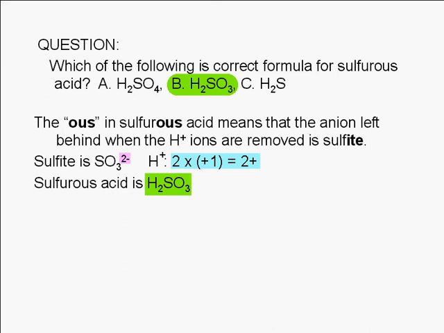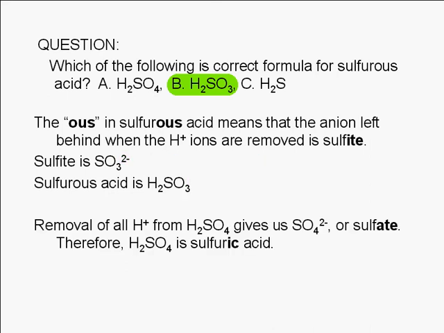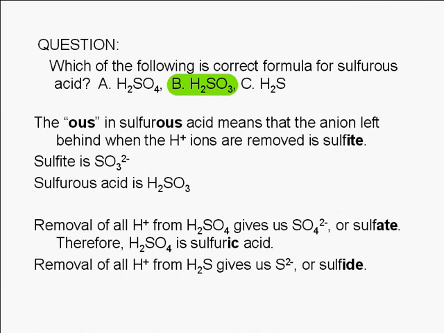Let's examine choices A and C. If we were to remove 2 hydrogen ions from H2SO4, we would end up with SO4 with a -2 charge. SO4 with a -2 charge is called sulfate. Therefore, H2SO4 is sulfuric acid. How about choice C? If we were to remove 2 hydrogen ions from H2S, we would end up with S with a -2 charge. S with a -2 charge is sulfide. Therefore, H2S is hydrosulfuric acid.